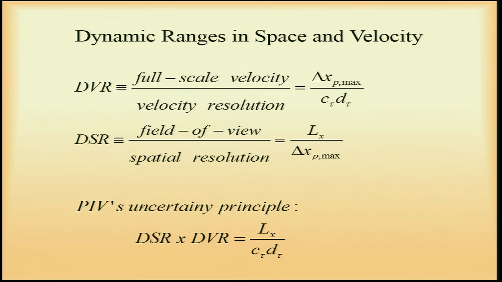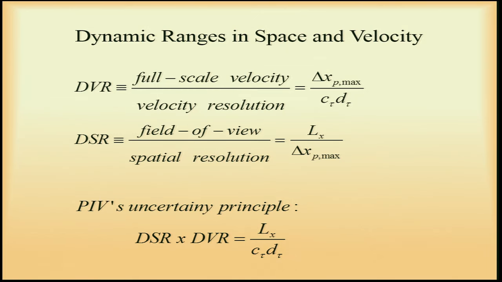Well, this leads us to define two things: the dynamic velocity range, which is full-scale velocity over your velocity resolution. And if you divide through by delta T, it comes out like this. And then the dynamic spatial range, which is the field of view, LX, divided by the spatial resolution, which again is the maximum displacement you're allowing. Okay. Now the interesting thing, obviously, if you want a big DSR, you either want a big camera or small displacements. If you want a big DVR, you want a big camera, or C tau to be small, okay?